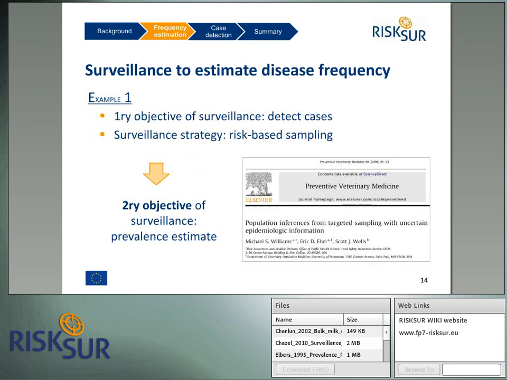Suppose that there is a surveillance in place with the main objective of finding individual cases of disease. To optimize the surveillance efforts in case detection, a risk-based sampling is adopted. Starting from these data, we want also to estimate the frequency of disease, as proposed by the author of this paper. By the way, this paper, as well as all of the sources that I'm going to cite within this lecture, are available in the download window below.